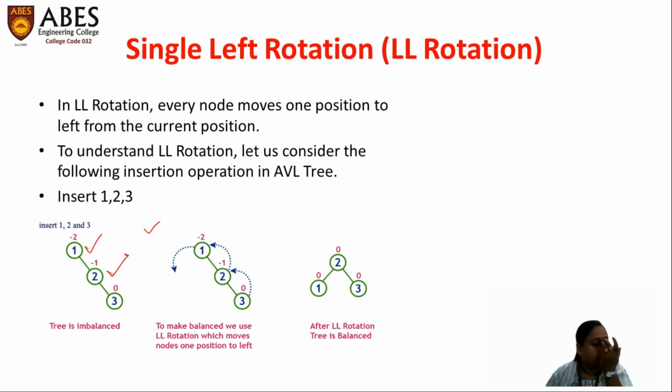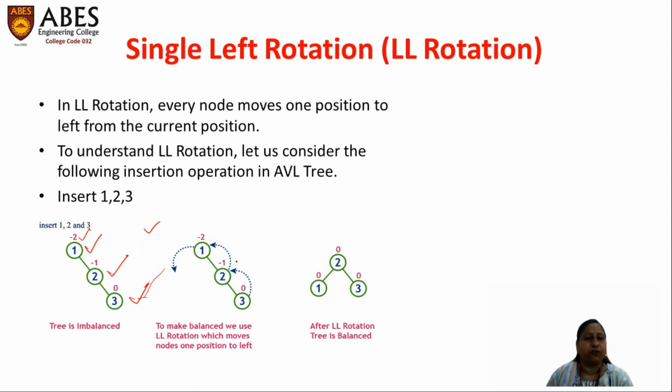2 is greater than it, so we will insert it into the right. 3 is again inserted to the right. When we are inserting each and every node to its right, its balance factor is minus 2. In order to make it balanced, what are we doing? We are doing the left rotation.